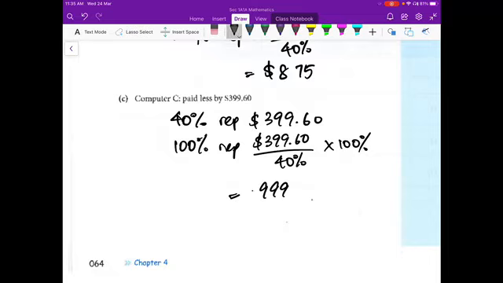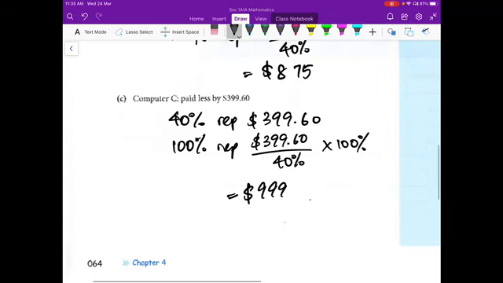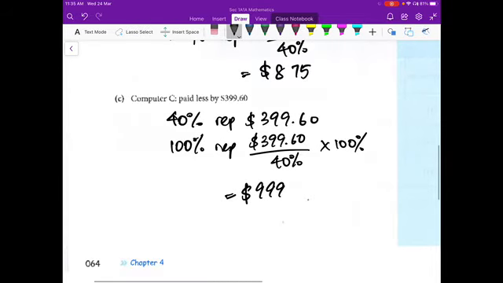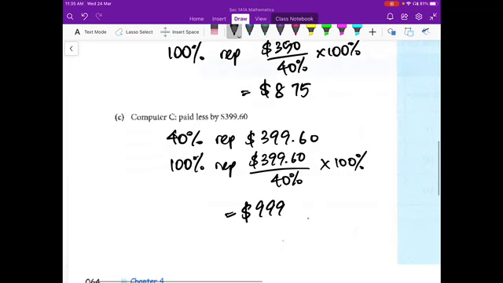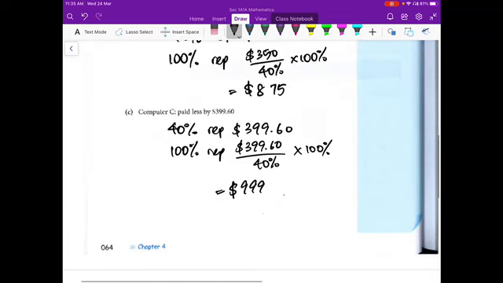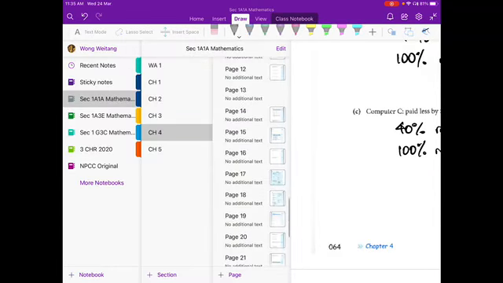Can I have a show of hands? Who actually got these 3 questions correct by yourself? Okay, good, good. That requires you to understand the question. Next page.